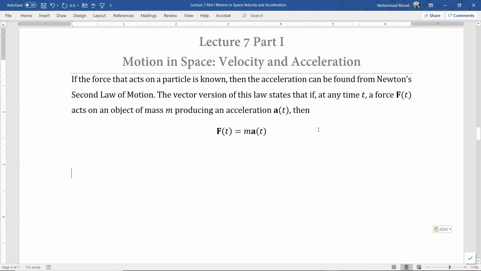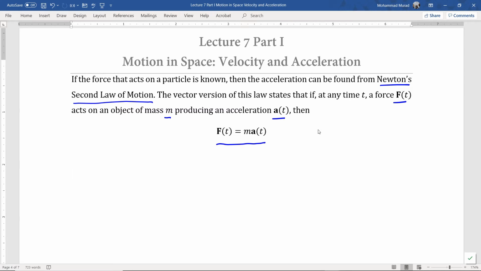If the force that acts on a particle is known, then the acceleration can be found from Newton's second law of motion. The vector version of this law states that if at any time t, a force f of t acts on an object of mass m, producing an acceleration given by the vector function a, then f of t equals m times a of t.